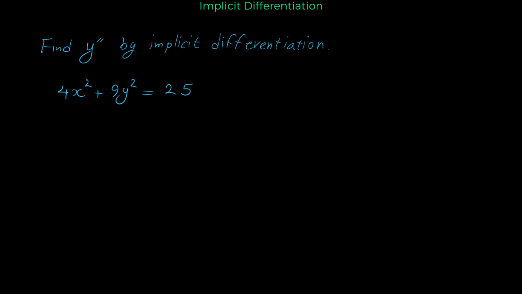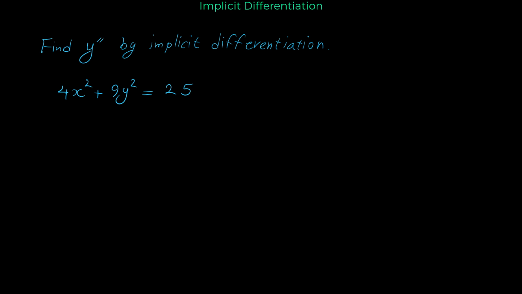Find y double prime by implicit differentiation for the following relations. The first relation is this: 4x^2 + 9y^2 = 25. As you can see here, we have an implicit relation and we want to find y double prime. For finding y double prime, first we have to find y prime, and then we have to take the derivative of that with respect to x again. So let us start with finding y prime.